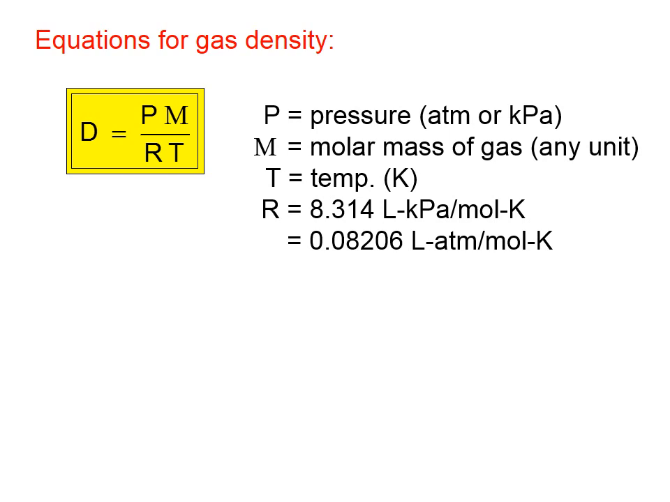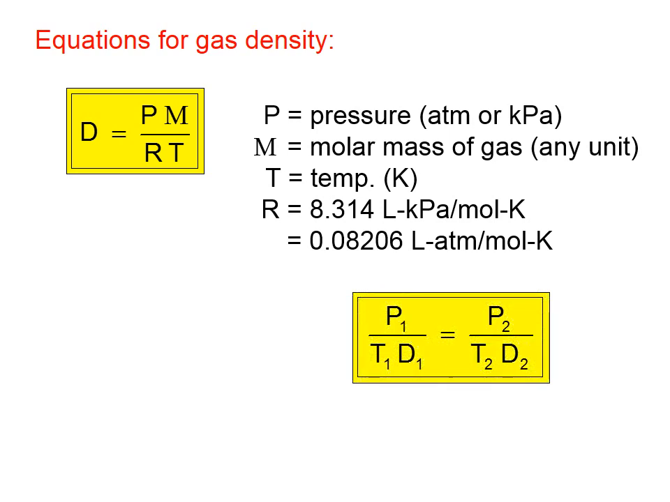And you'll note here that I've provided two values for R, one for when the pressure is in kilopascals and another one for when the pressure is in atmospheres. So that's why up here where I've said pressure in atmospheres or kilopascals, that pressure unit has to match up with the pressure unit for R. So that enables you to choose the right value of R.